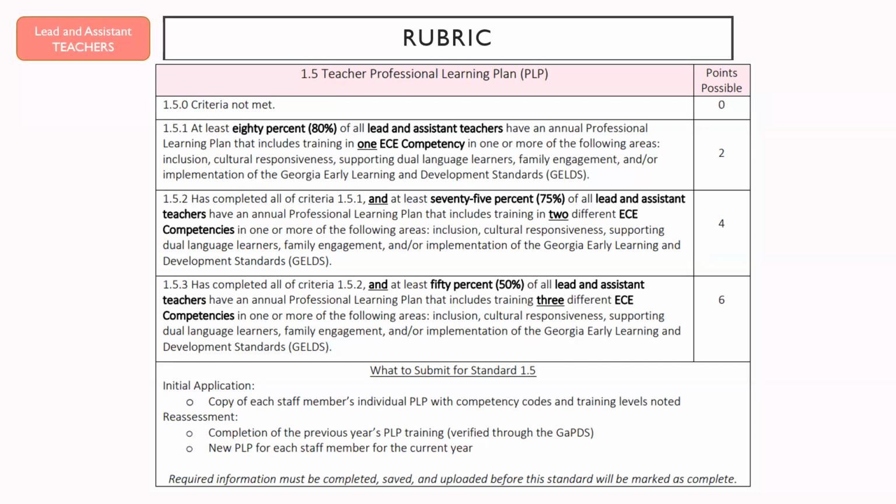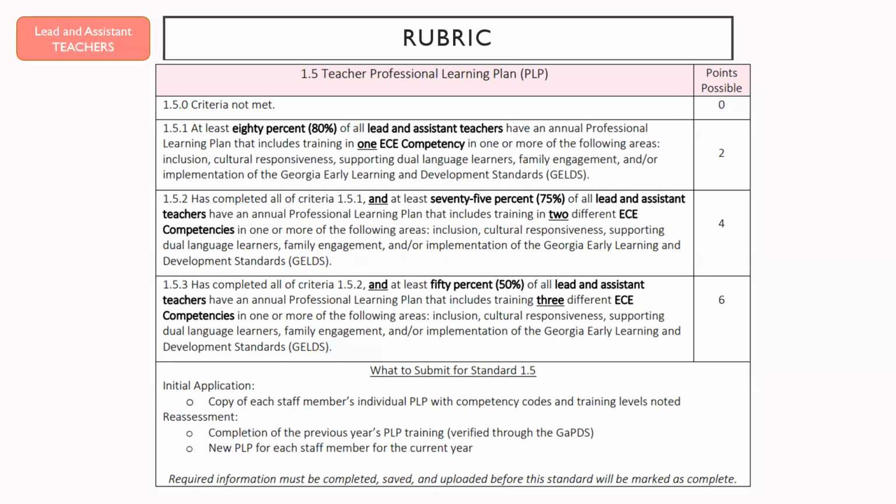At the 4-point level, you have to have completed all of the standards requirements prior, and at least 75% of all lead and assistant teachers must have a PLP with training in 2 different ECE competencies. Make sure that they are 2 different ECE competencies in those focus training areas for 4 points.